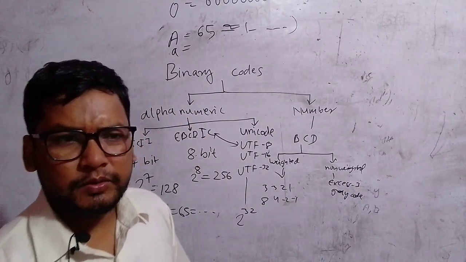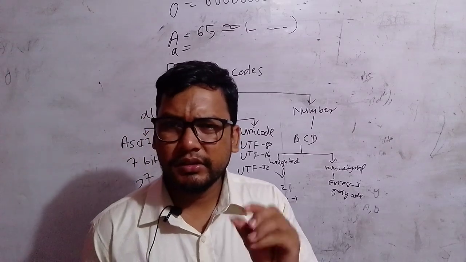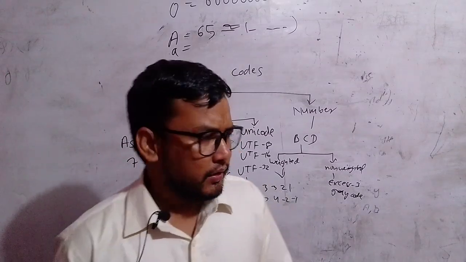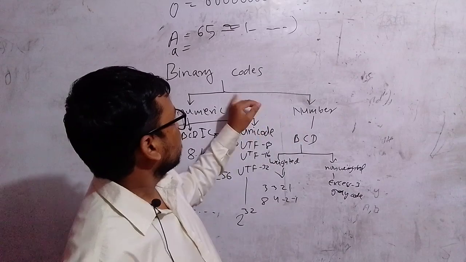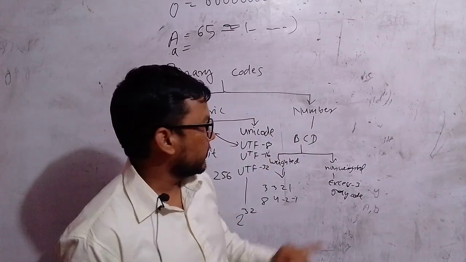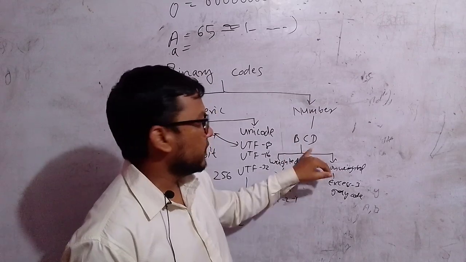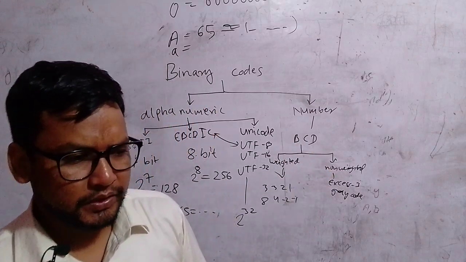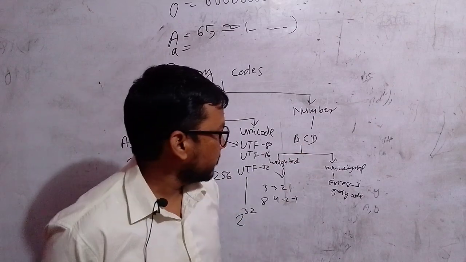This is for the alphanumeric characters. Alphanumeric characters are just symbols and numbers. Another thing is numbers. How to represent a number in binary code? There is a method, binary coded decimal, the BCD format. It is called BCD, binary coded decimal.